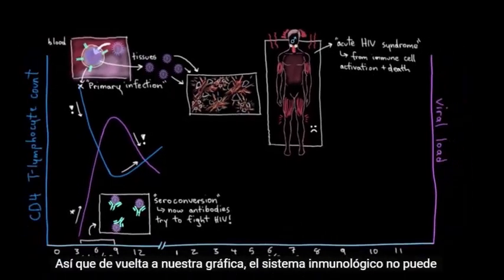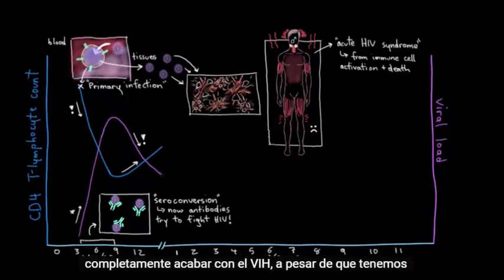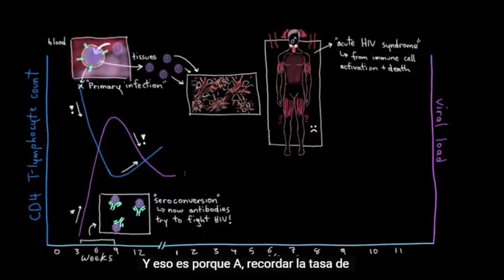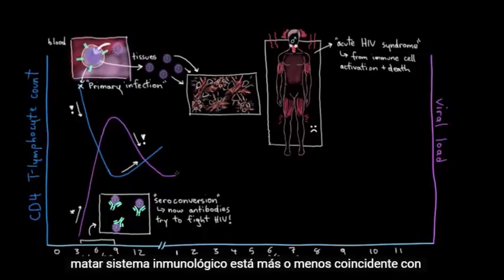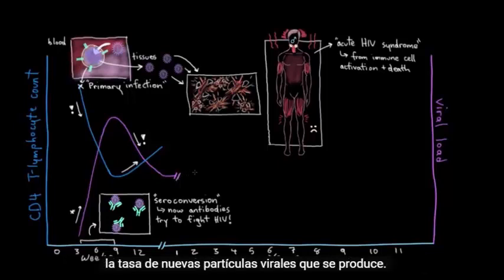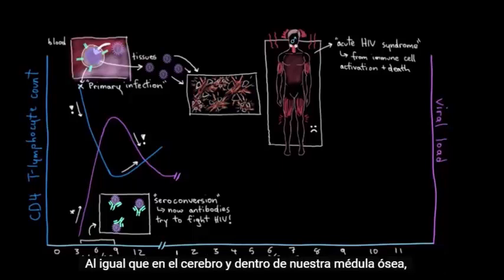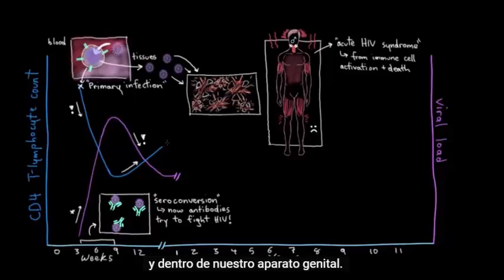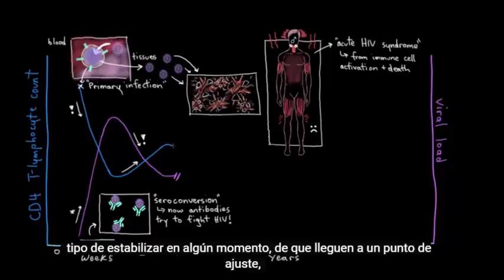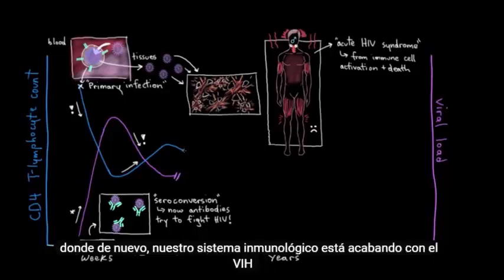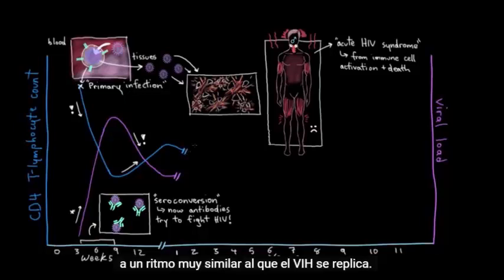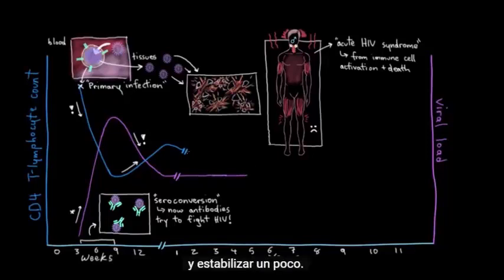So back to our graph, the immune system can't completely kill off the HIV, even though we have antibodies now, right? And that's because, A, remember the rate of immune system killing is roughly matching up with the rate of new viral particles being produced. And B, because the virus has sort of taken up residence in some really, really hard to reach reservoirs within our body, like within the brain and within our bone marrow and within our genital tract. Because of these two reasons, these curves tend to sort of stabilize at some point. They reach a set point where, again, our immune system is killing off HIV at a pretty similar rate to which HIV is replicating. So the curves start to come together a bit more and stabilize somewhat.